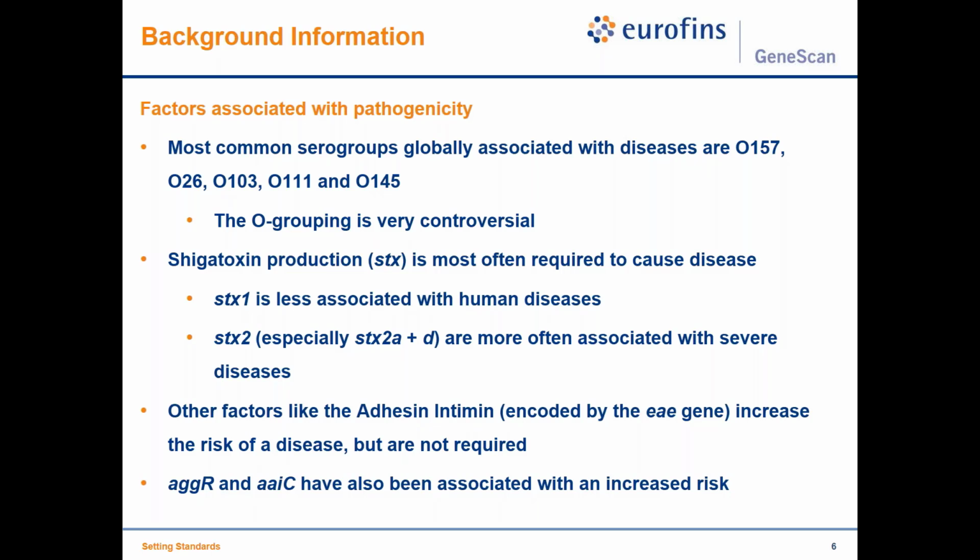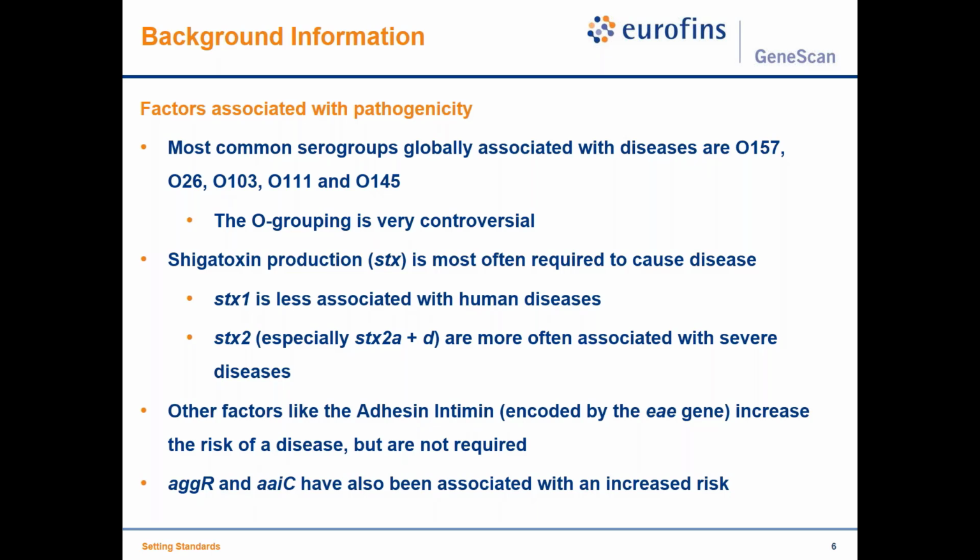The most common point to look at is the shiga-toxin production. And this, of course, makes sense because this is very often required to cause a disease. There are two different variants. There's the STX1, which is less associated with human diseases, and there is the STX2, which is more often associated with also very strong and severe diseases. And then there are lots of other factors. It's actually a very long list of other factors that can have an influence on the diseases.